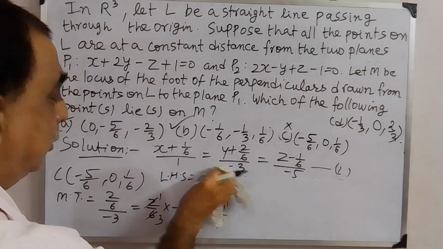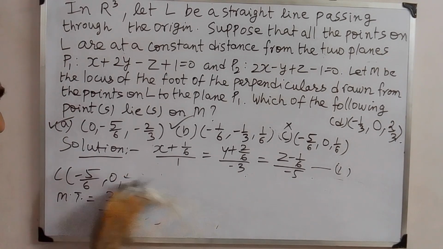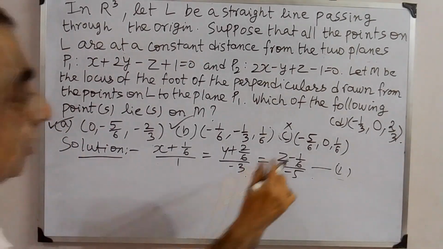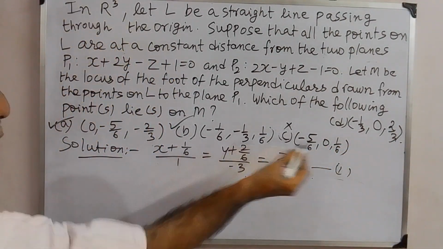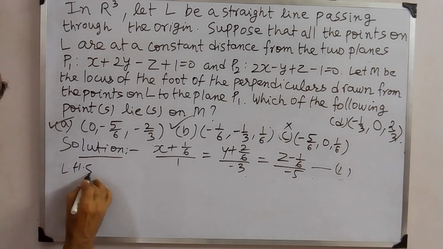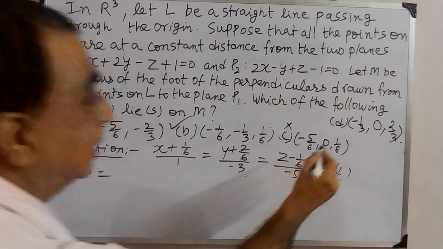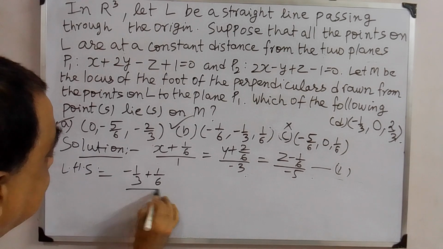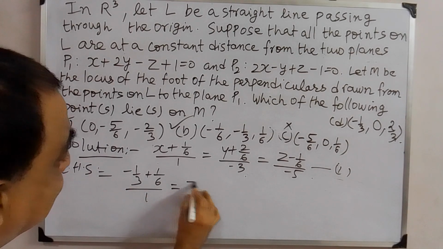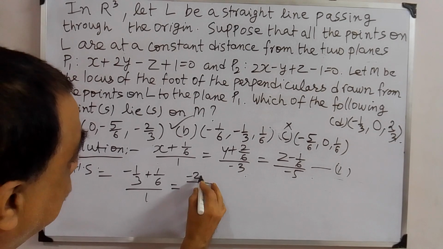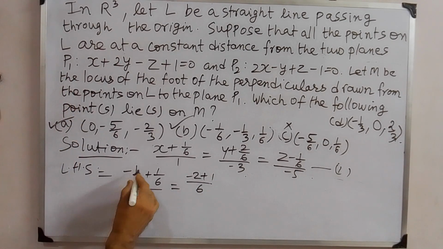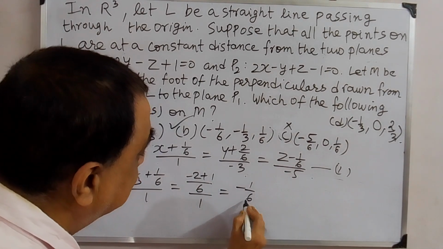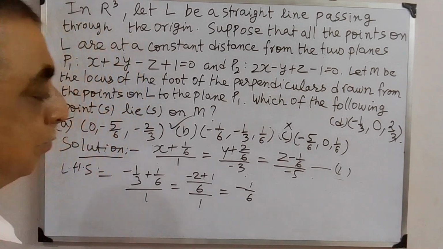Now let us check the point D. So the D point is given like this. Now place the coordinates here. For LHS, in place of x I am putting minus 1 by 3. So minus 1 by 3 plus 1 by 6 divided by 1. The LCM of 3 and 6 is 6. So this is minus 2 plus 1. 3 goes into 6 two times, minus 1 into 2, minus 2 by 6. So this becomes minus 1 by 6, divided by 1 will be minus 1 by 6.